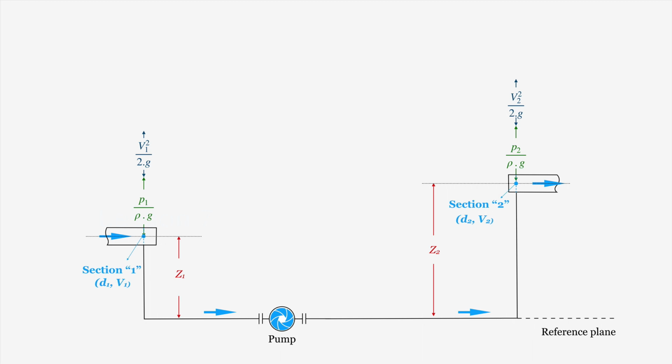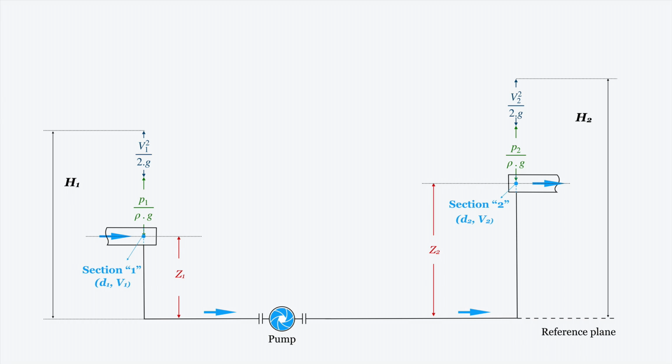We have represented here a drawing or scheme similar to the one that we have seen in the past lesson, where we have to convey a fluid from section 1 of a pipe with determined operating conditions to section 2 with other operating conditions. The head at point 1 is the sum of the three terms of this equation as we have seen before, and the same at section 2.